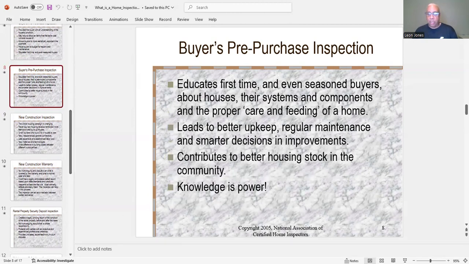And when I'm talking about education, it allows first-time and seasoned buyers to understand houses, their components, their systems, and the proper care and feeding of a home. And it leads to better upkeep, regular maintenance, and smarter decisions and improvements. And it contributes to better housing stock in the community. And remember, knowledge is power.